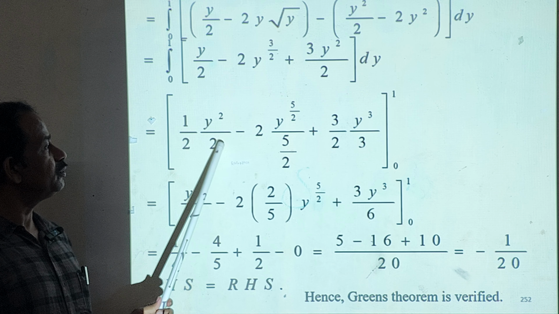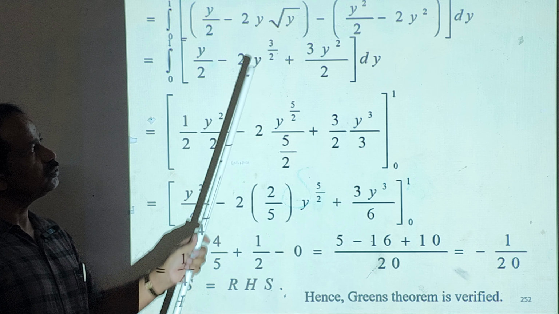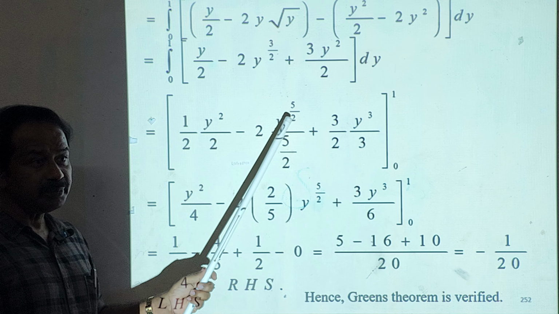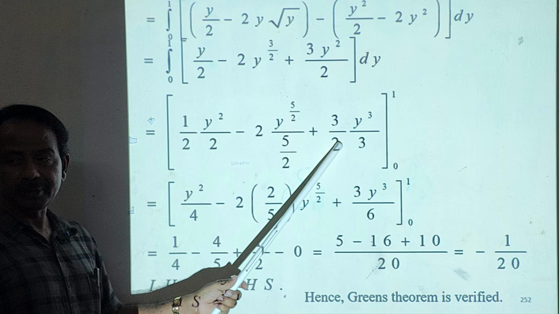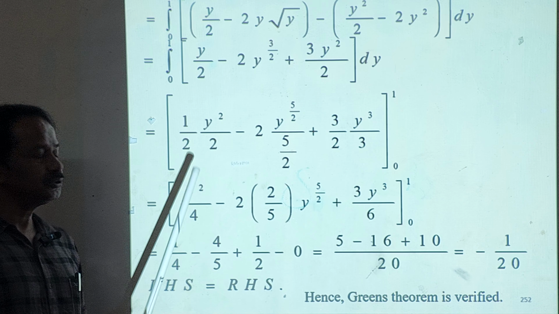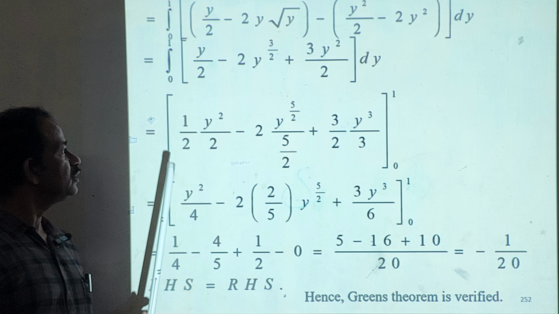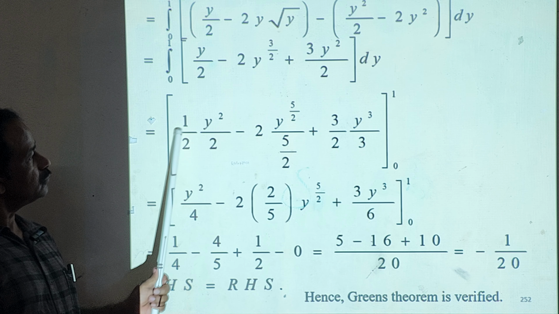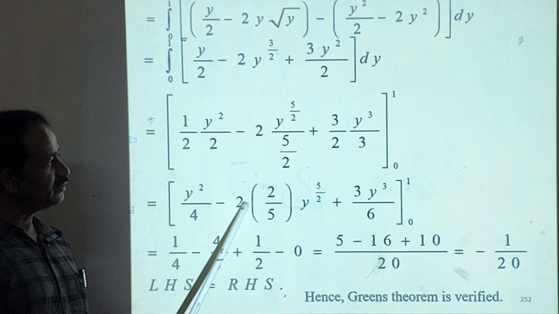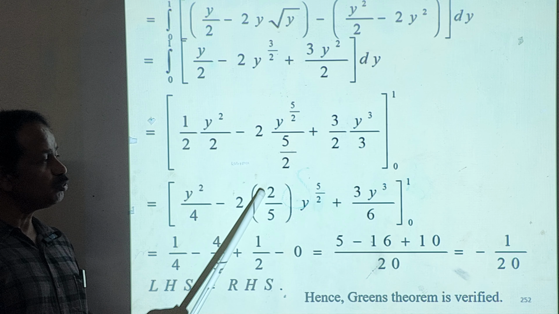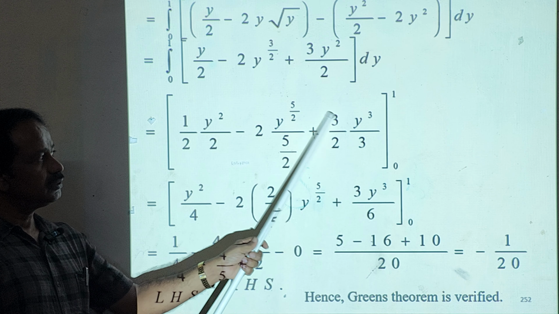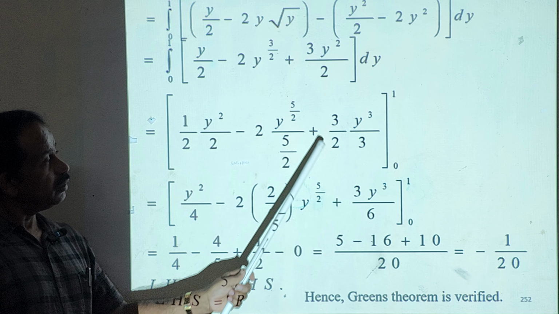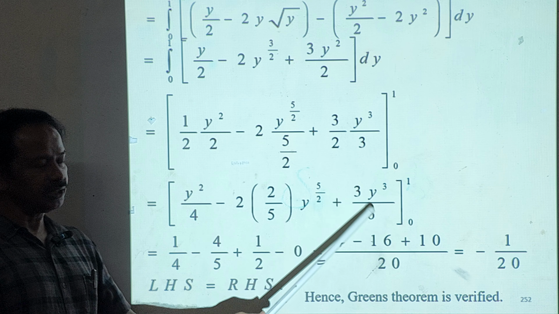So integrating will give you y squared by 2 minus 2 y to the power 5 by 2 divided by 5 by 2, 3 by 2, y cube by 3. Substitute the upper limit first. So we have now y squared by 4 minus 2 by 5 y to the power 5 by 2. 3 will cancel. We have 1 by 2.